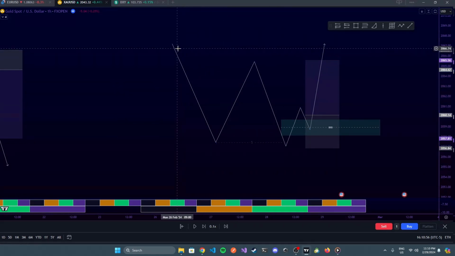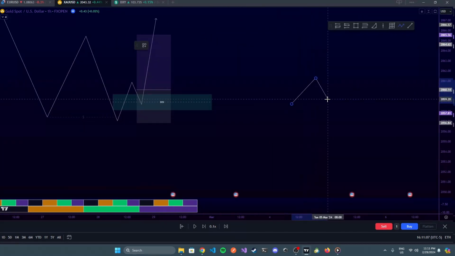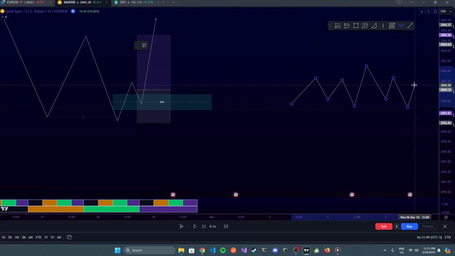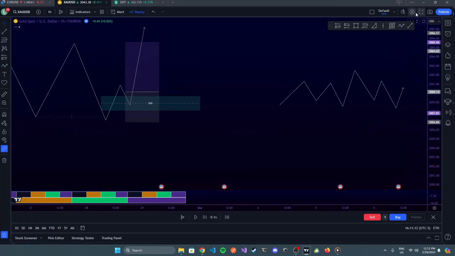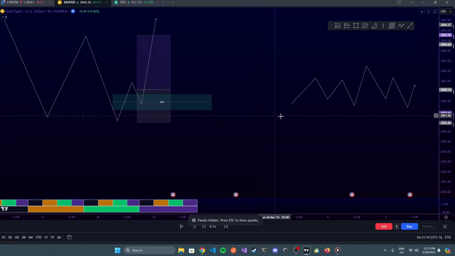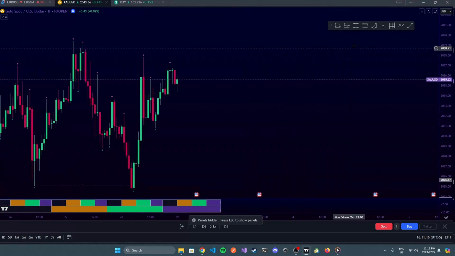It's very simple. You're basically just looking for some kind of Z pattern or a lightning bolt to form. And it's important to note that this is really just a strategy for ranging markets that move like this and don't really go anywhere. It's a good way of identifying areas where price would reverse. So let's have a look at the chart.